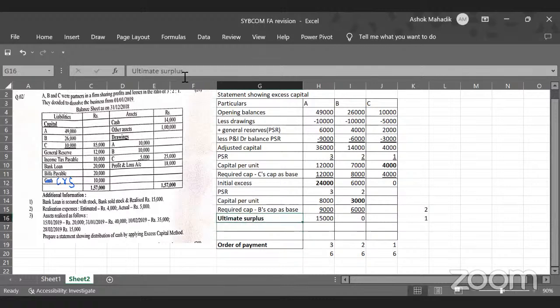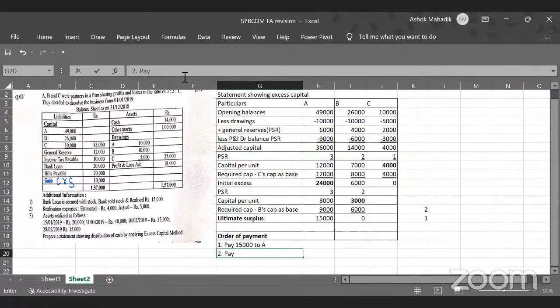Okay, so now I'll write order of payment. So what is order of payment? Number 1, whom shall we pay first? We should pay 15,000 to A. Clear? What is the second order? You look at the second last line. Last two lines are only important.